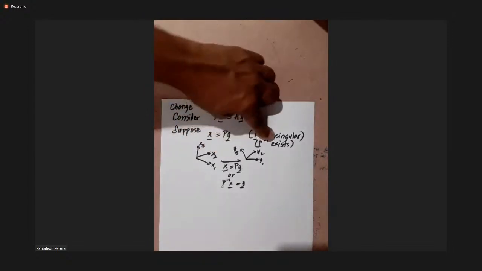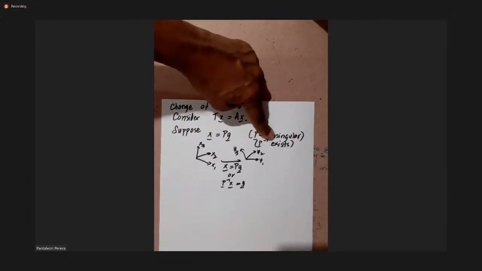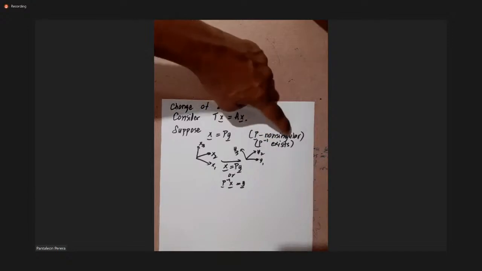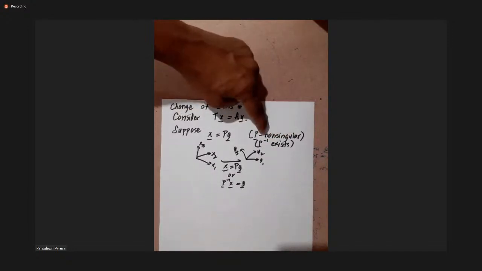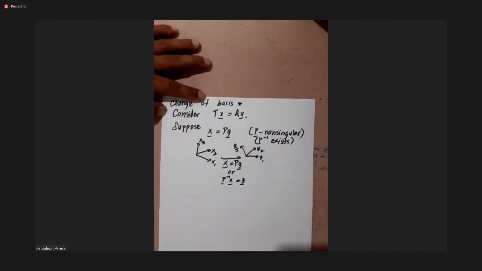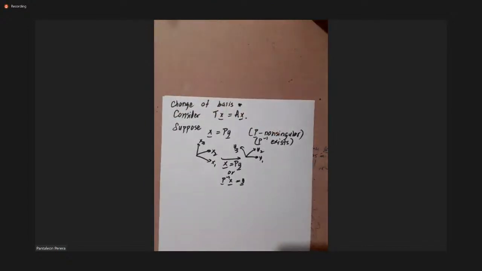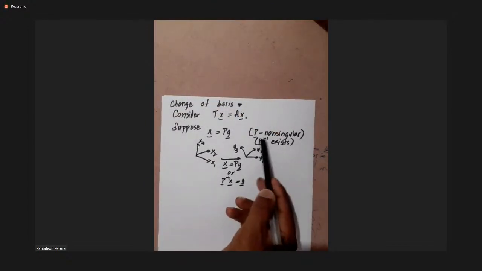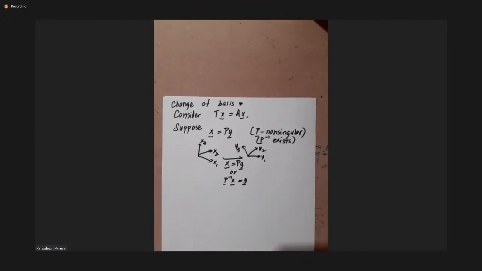Singular means weird. In the context of matrices, we rarely find a matrix which doesn't have an inverse. If a matrix has an inverse, we call it non-singular. Usually, if you write an arbitrary matrix, almost all the time it will be non-singular. Is that clear? Non-singular means P inverse exists.